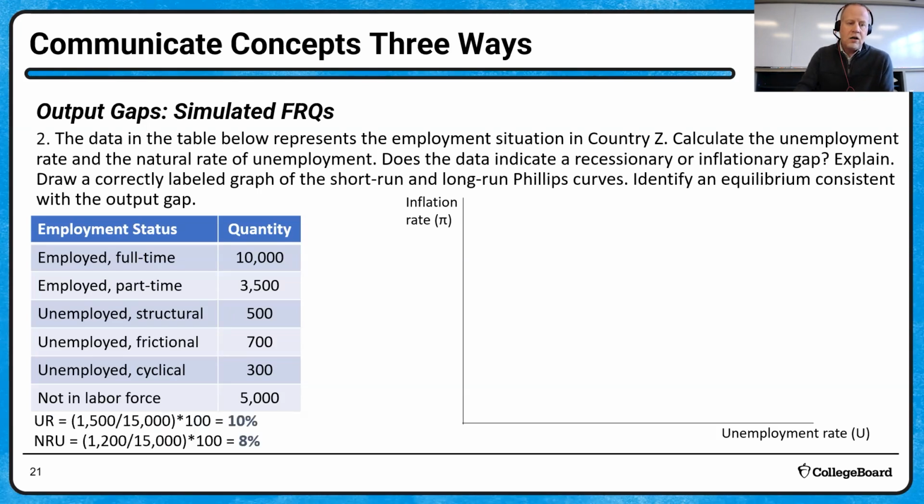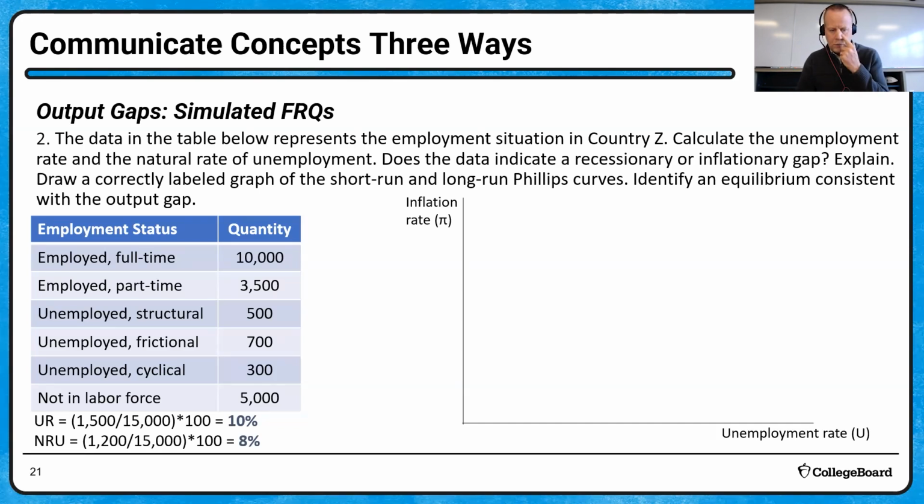You're asked to calculate the unemployment rate and the natural rate of unemployment. The unemployment rate, as you know, is going to be the number unemployed divided by the labor force. We have 1,500 unemployed. We have 15,000 in the labor force. 1,500 divided by 15,000 times 100. Don't forget that times 100. That gives you 10%. So our unemployment rate is 10%.